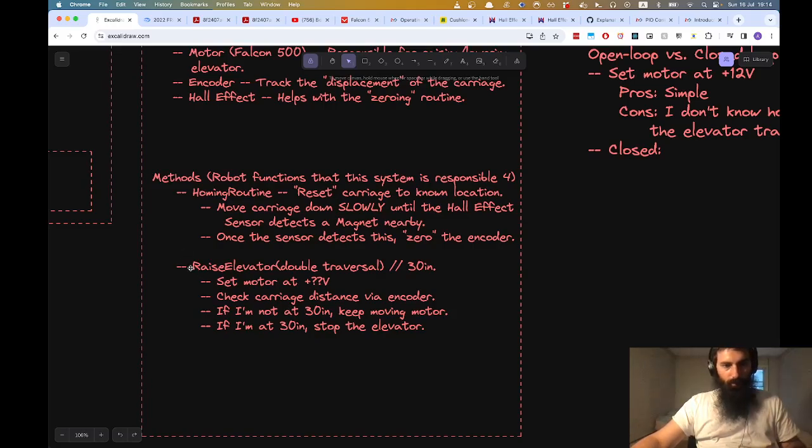Okay, so let's go back to this. We said that we want to raise the elevator to 30 inches. My logic was, and this is valid, you want to set the motor at a certain voltage. So you can say, like, 12 volts to be full power. Then you check the carriage distance via the encoder. If I'm not at 30 inches, keep moving the motor. If I am at 30 inches, I want to stop the elevator. But this, as you can maybe see, is not so accurate.